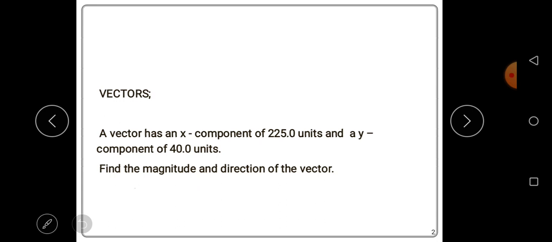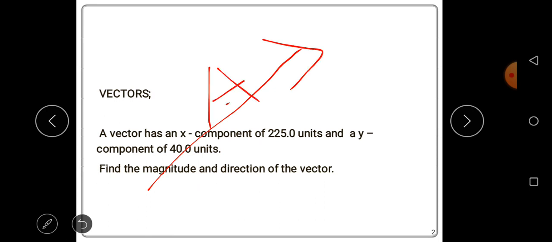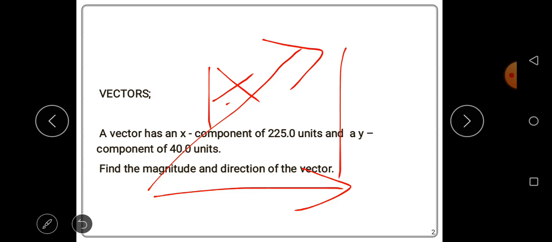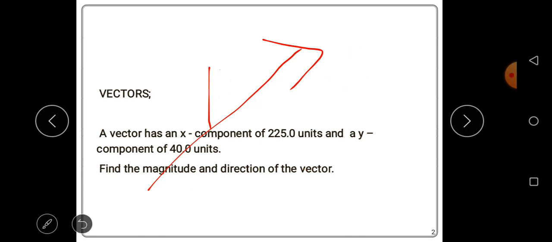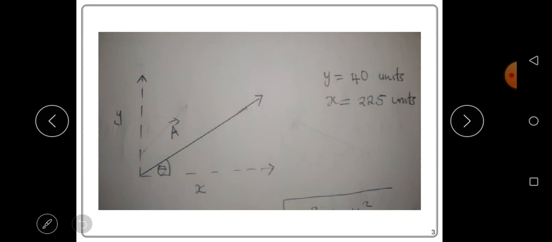So this is the question at hand. A vector may look something like this. Let's assume this is vector A. If this is vector A, then it will have an x component and also a y component. So this is how a vector looks like. This is a vector that we have drawn.